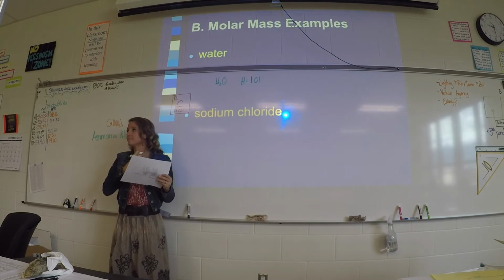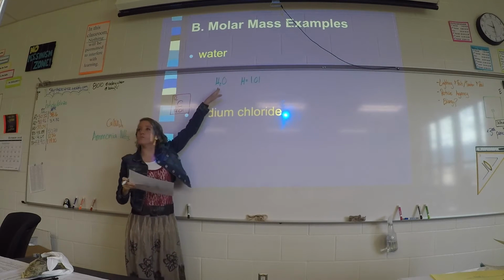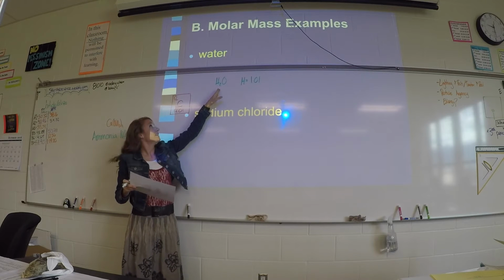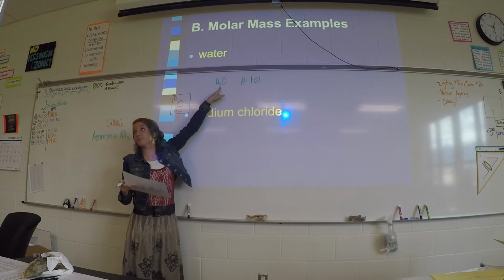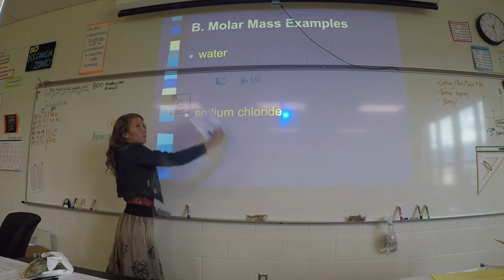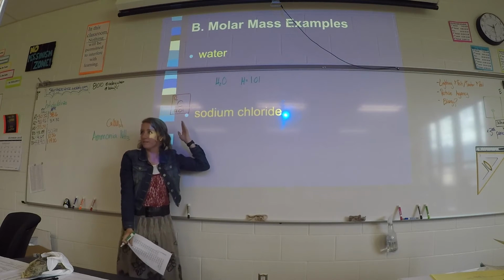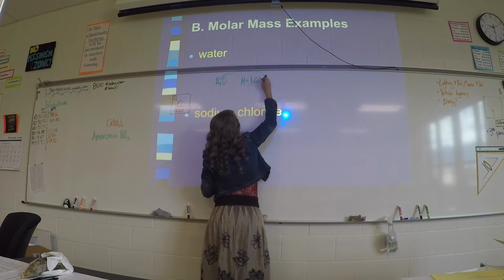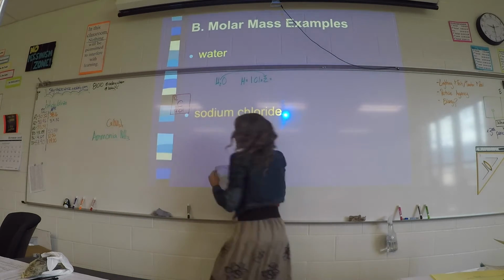Okay, I'm always confused about the little number. What does this little 2 mean? Is it 2 oxygen, or is that 2 hydrogen? This 2 goes to the one that's to the left of the number. So it means there's 2 hydrogens.